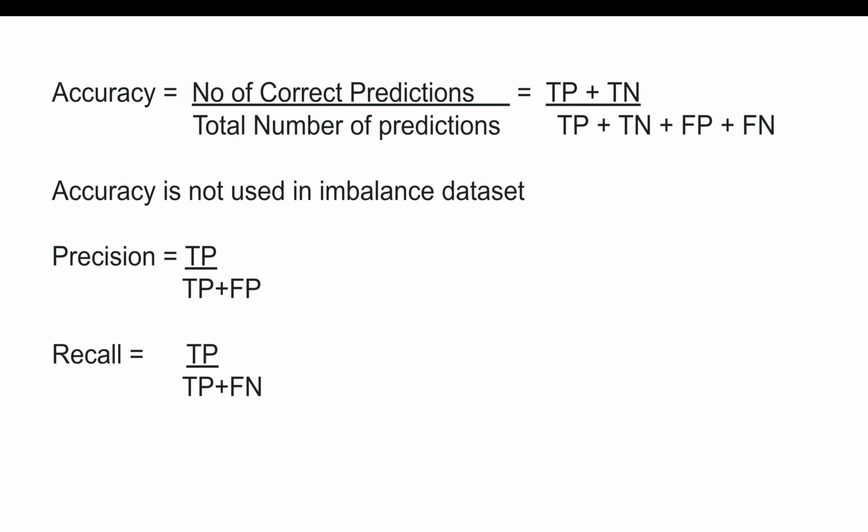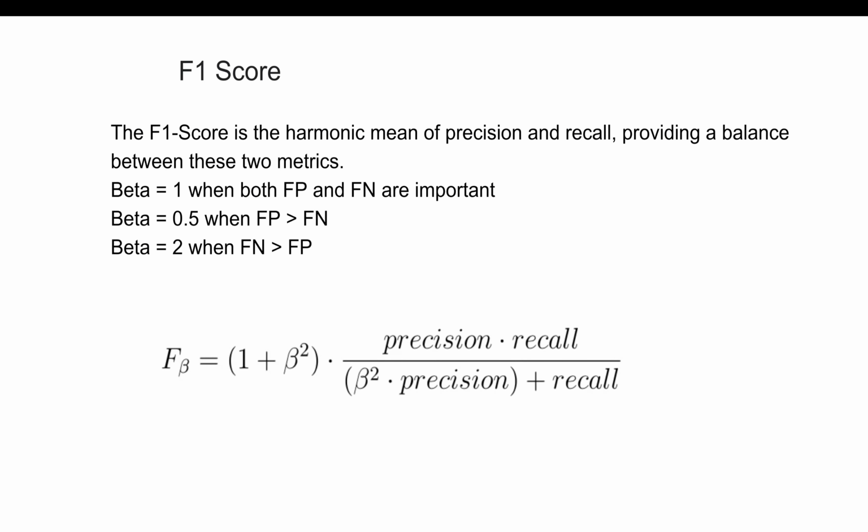Now there are situations where you need both precision as well as recall, where false positives as well as false negatives are important, and you cannot use accuracy. In those cases you will use the F1 score. The F1 score is nothing but the harmonic mean of precision and recall.